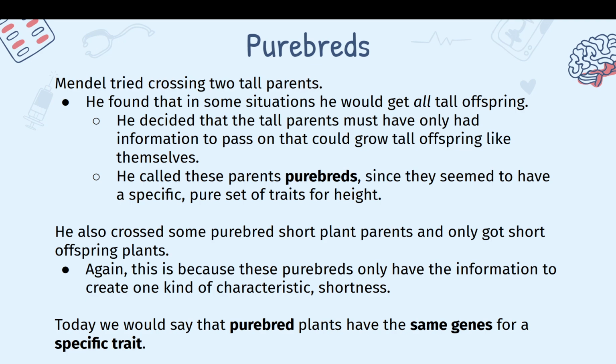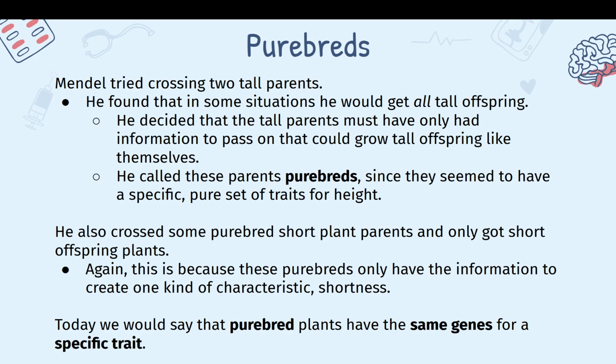Then he tries the same sort of thing with a bunch of short plants, and he finds again that there are some short plants that when he crosses them with each other, he always gets short offspring. So that must mean that those short plants were again purebred. They only had the information for shortness. So you could have purebred tall plants or purebred short plants.